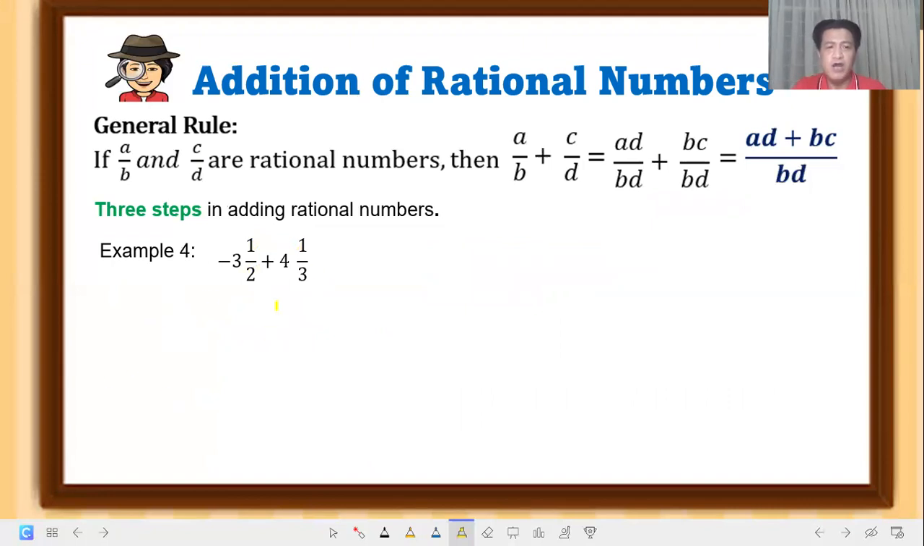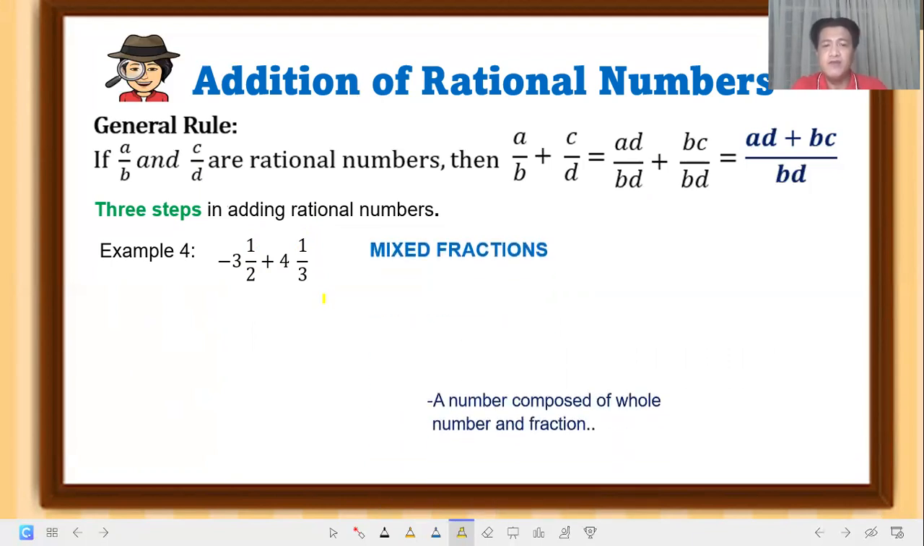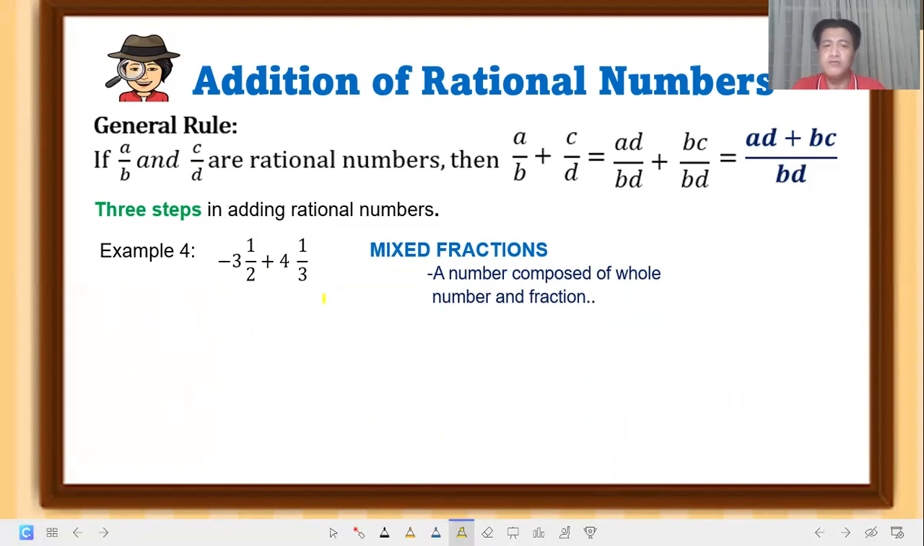Let's proceed to number 4. How about this, negative 3 and 1/2 plus 4 and 1/3? Okay, di ba, sabi doon, you have to identify first kung anong uri ng fraction to. This is a mixed fraction. Remember, what is a mixed fraction? A number composed of a whole number and a fraction. What are you going to do first?